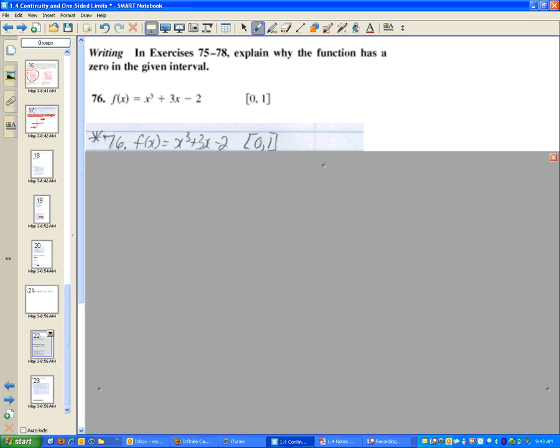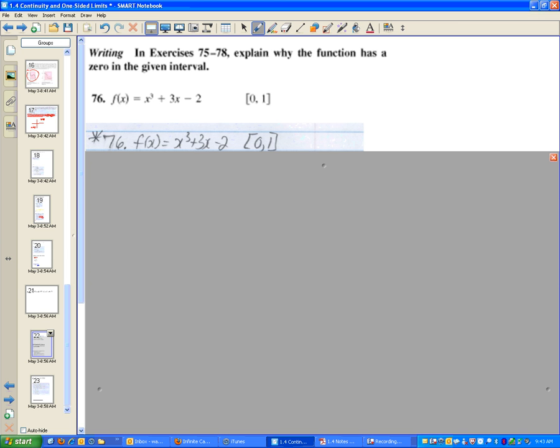All right, so f of x equals x cubed plus 3x minus 2 on the closed interval from 0 to 1. All right, to apply the intermediate value theorem, we have to have the function continuous on the entire closed interval. Now look at this function. It's a polynomial function. We have a theorem that says polynomial functions are continuous throughout their domain. What's the domain of a polynomial function? It's all real numbers, right?